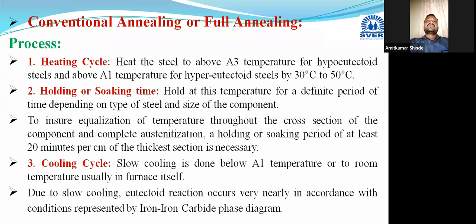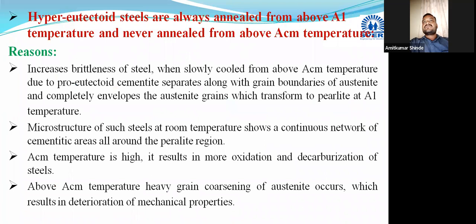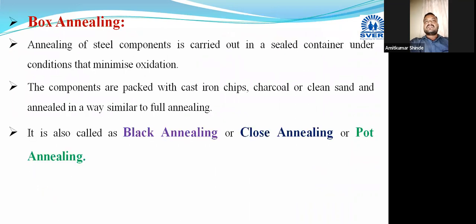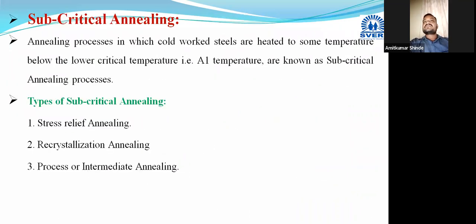Then its heating procedure, the conventional annealing procedure, then its different types. Then normalizing and its purpose, then its process. Then the classification of the different types of annealing processes, and why we are doing the annealing in that particular temperature zone for different types, like bright annealing, box annealing, isothermal annealing, spheroidized annealing, then subcritical annealing with its three different types: stress relief annealing, recrystallization annealing, and process or intermediate annealing.